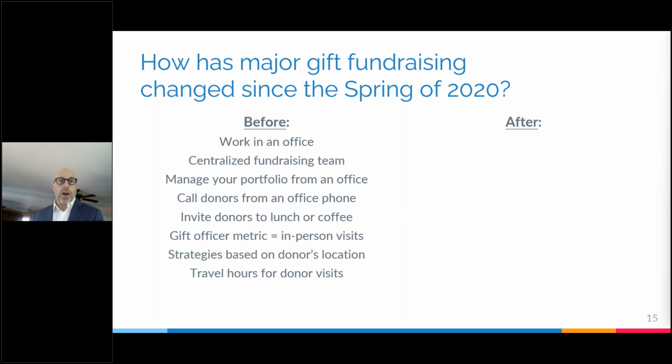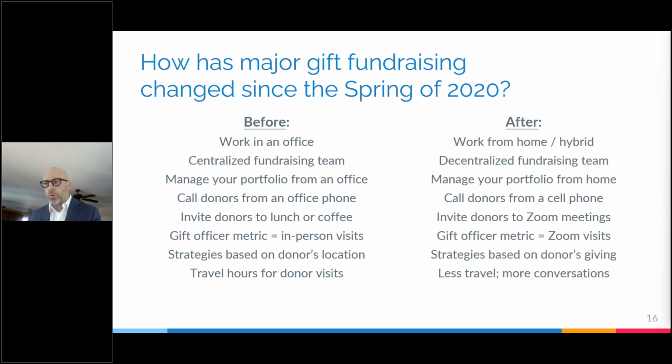I was on the office phone, you know, with the cord into the wall, and calling donors from that phone. I was using the phone and email and letters to invite donors to lunch or coffee. It was kind of rare that especially a major gift ask would not occur in person. The metrics of measuring our activity was really in-person visits. There were strategies based on where a donor lived, and there were a lot of hours that you would put into traveling to get to those in-person visits. Whereas now, as opposed to working in an office, we're all working from home, maybe hybrid.